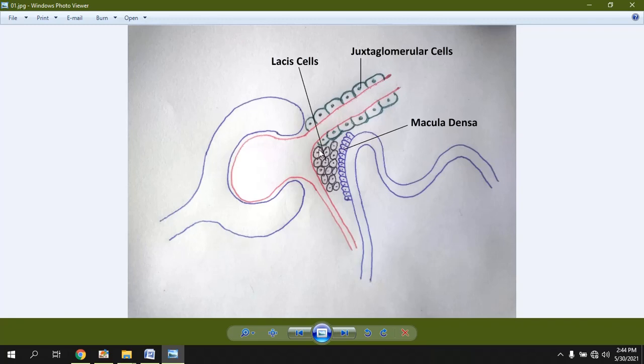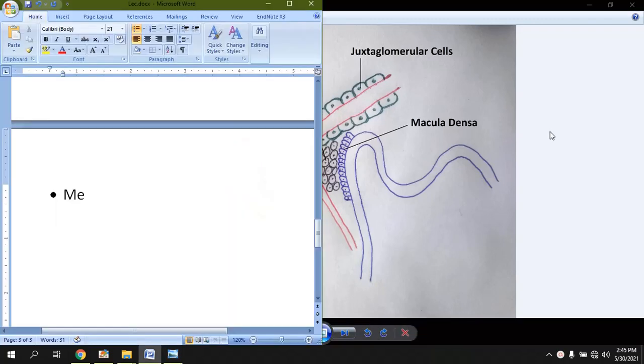Similarly, in the previous slide, as I have told you, these are the juxtaglomerular cells, and these are the Lacis cells. The Lacis cells are also called Polkissen, or the Lacis cells are also called extraglomerular mesangial cells. These are called mesangial cells or extraglomerular mesangial cells. Mesangial cell is a word derived from meso and angial.